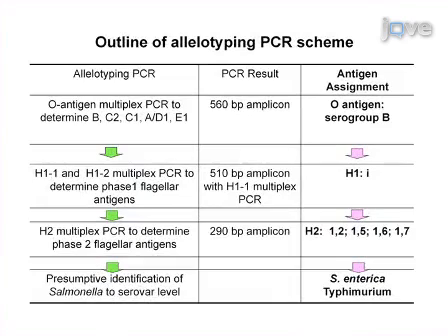Results are obtained that show the identification of specific Salmonella antigen alleles by PCR. Serovar designation is then given based on results for O, H1 and H2 multiplex PCR assays.